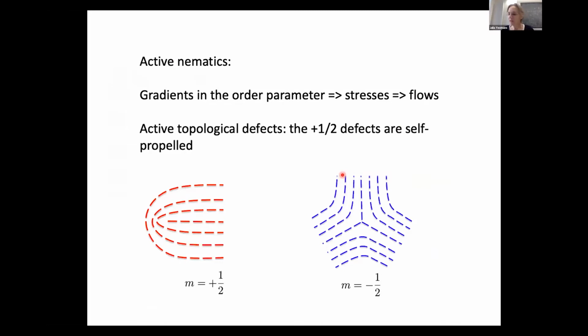Okay, so that's the conclusion of the first bit of the talk. Active nematics: you get active turbulence. Active turbulence is not like inertial turbulence because the energy is input at small length scales, and you end up with these active topological defects, and in particular, the plus a half defects are self-propelled.